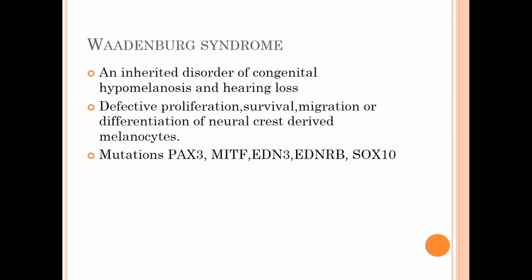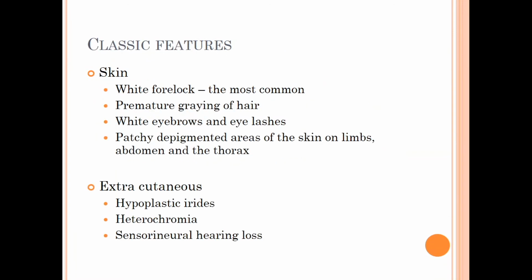We'll discuss another neurocristopathy, Waardenburg syndrome, due to defective melanoblast maturation and migration. So these are the already mentioned mutations which will mediate this melanoblast migration. Classic features include cutaneous manifestations of white forelock, which is the most commonly seen, and in the absence of white forelock, premature graying of hair, associated with white eyebrows and eyelashes, and patchy depigmented areas of the skin of the limbs, abdomen, and the thorax.